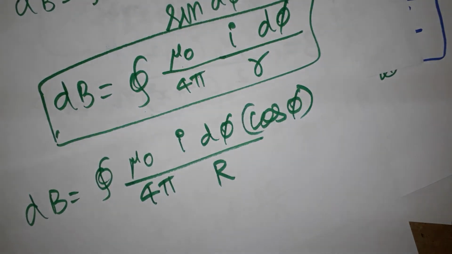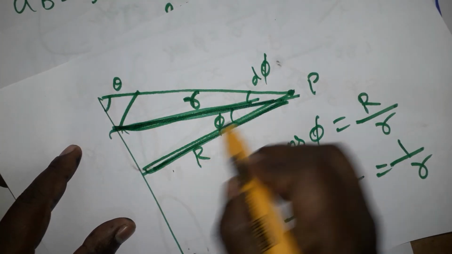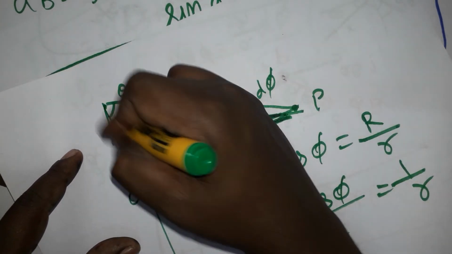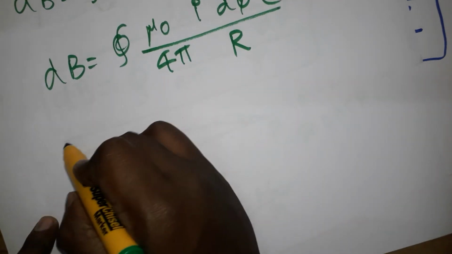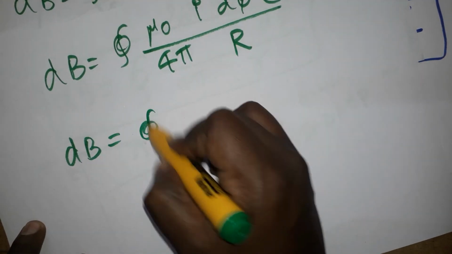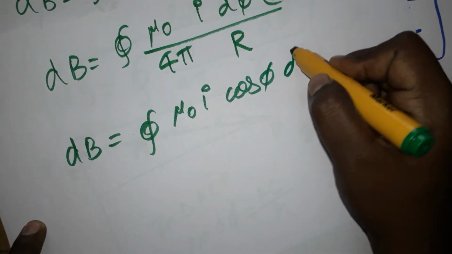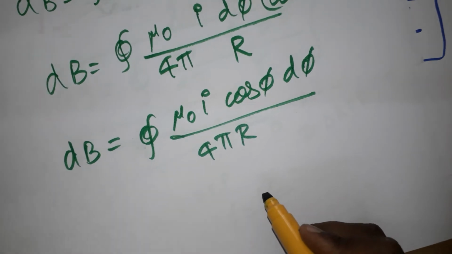So small r distance will be this much, capital R distance will be this much. I just related this from this. This is from the center, dl length I have taken somewhere. Okay, so now I got it like this. So dB is equal to closed integral of mu naught I cos phi d phi divided by 4 pi R.